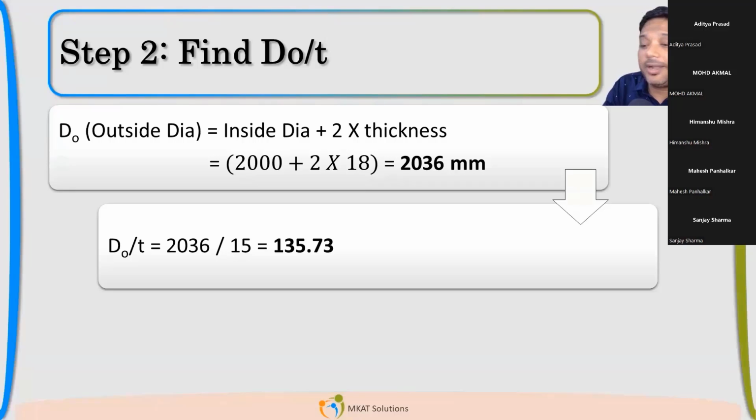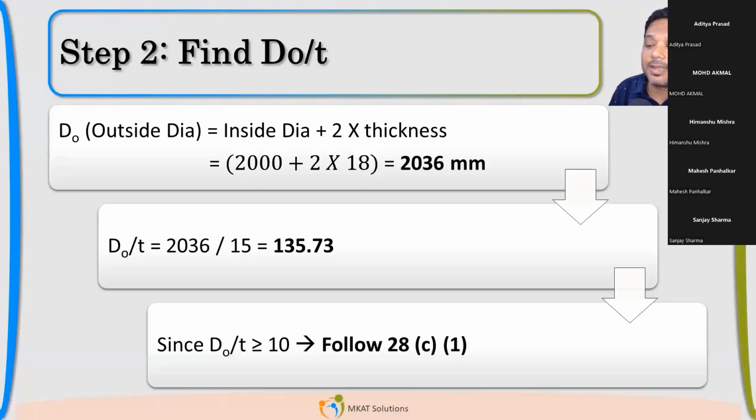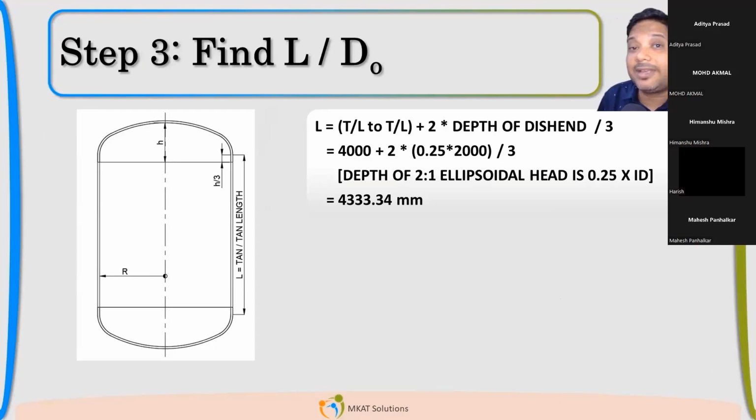What other ratio do I need to find? That is L by D. Based on D naught by T, I will be able to find that methodology 28C1, which we used already, and now it is complying. We have calculated D naught by T. Now we are trying to find L by D. So L is tan to tan length plus 2 into H by 3. H is the depth of the head. In this case, the tan to tan line is 4000, plus 2 into H by 3. H will be based on the type of head you have.